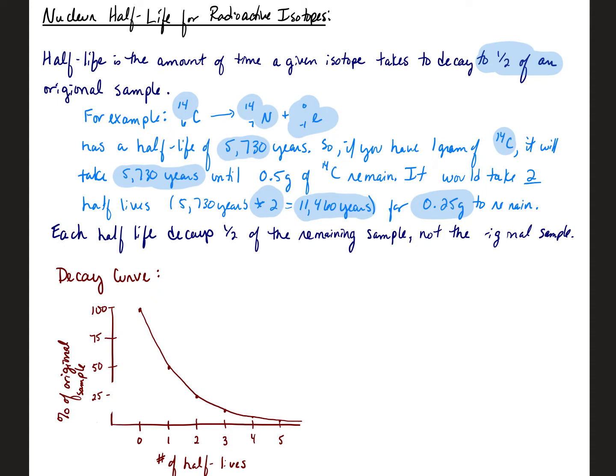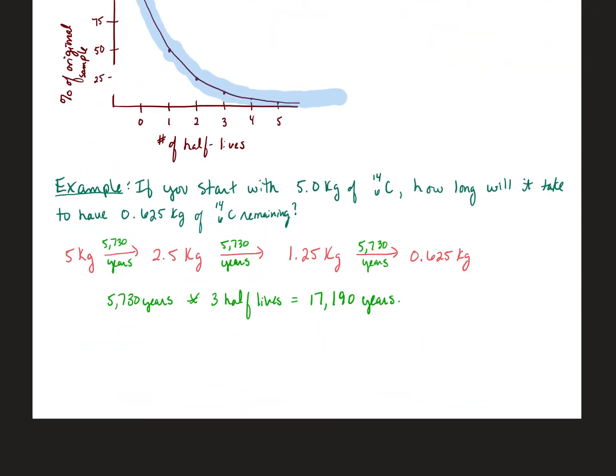If we start with 100% of something, it takes 1 half-life to get to 50%. It takes the second half-life to get to 25%. It takes a third half-life to get to 12.5%, and it can keep going. So we continue to have this very slow decay curve for radioisotopes. This is different from other types of reactions.